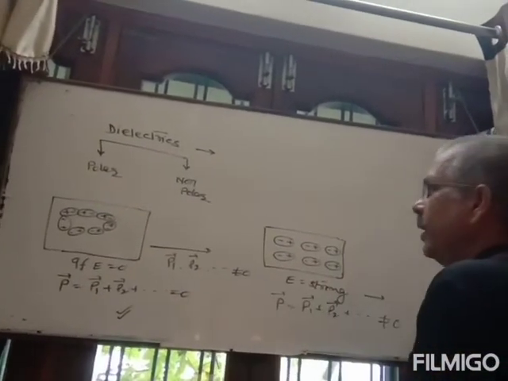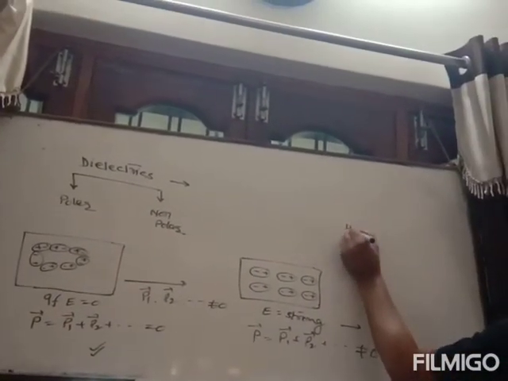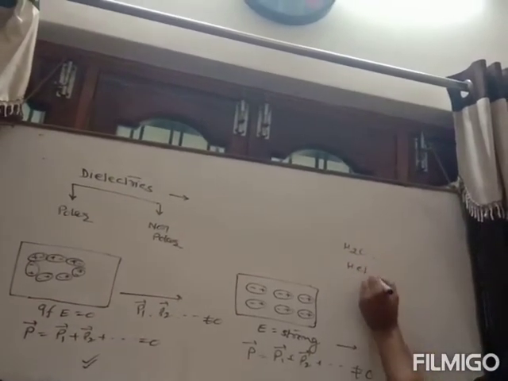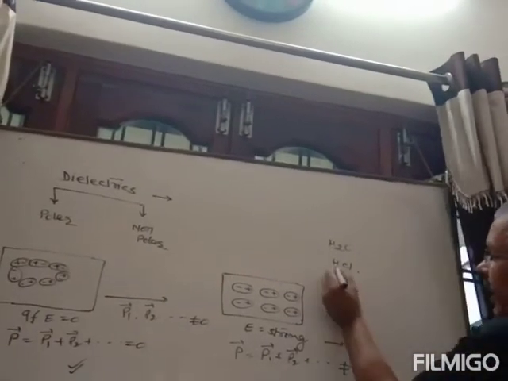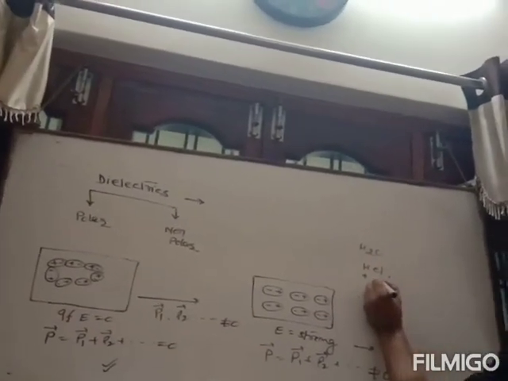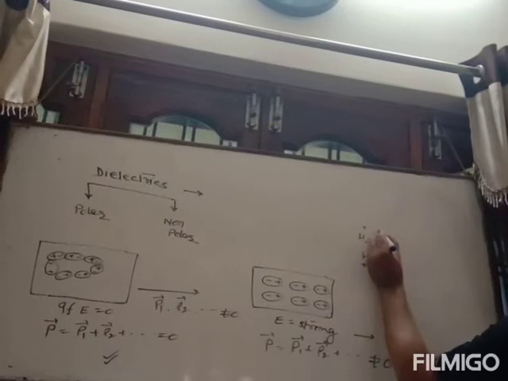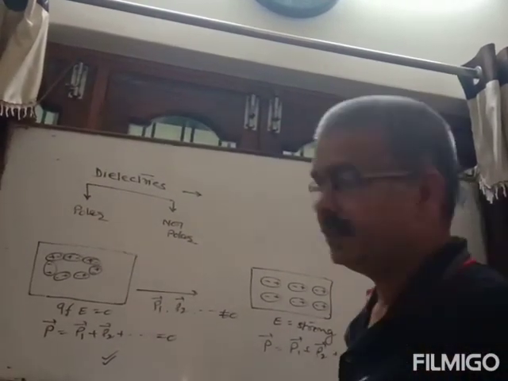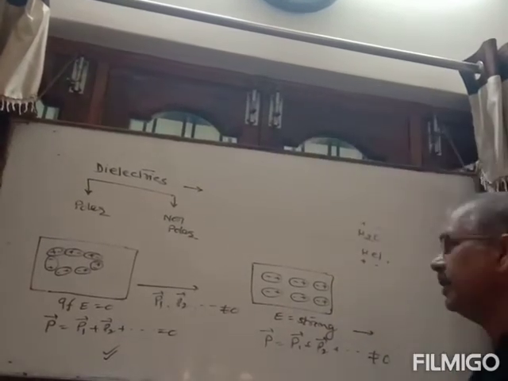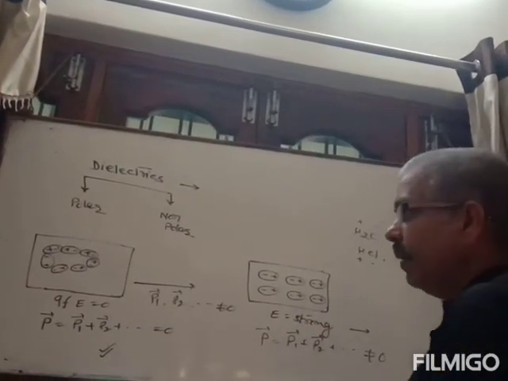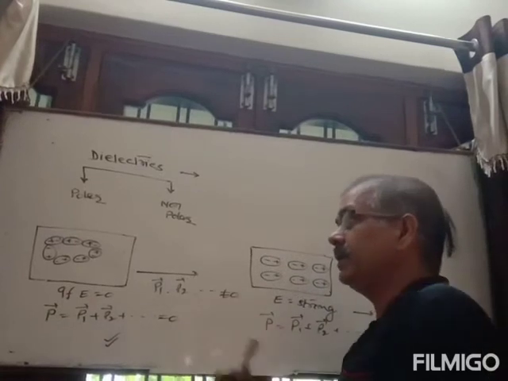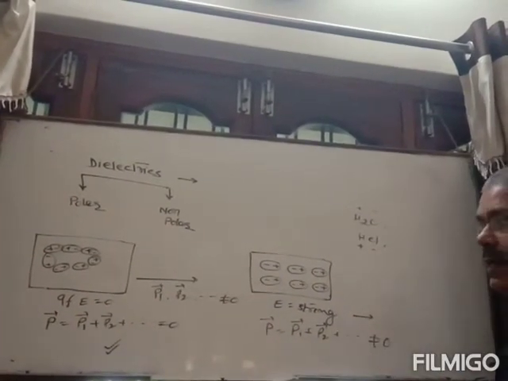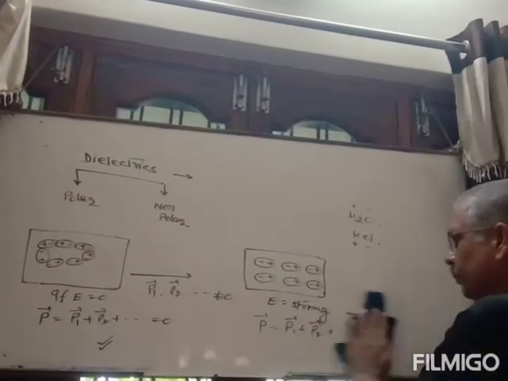Clear? So this is polar dielectric, such as water, HCl. Correct? In HCl, hydrogen is the positive charge center and chlorine is negative. In water, hydrogen is positive and oxygen is negative. It means the positive and negative charge centers are separated by a certain distance. So their individual dipole moment is not zero, but their net dipole moment is zero in the absence of an electric field, and in the presence of an electric field, their net dipole moment is not zero.